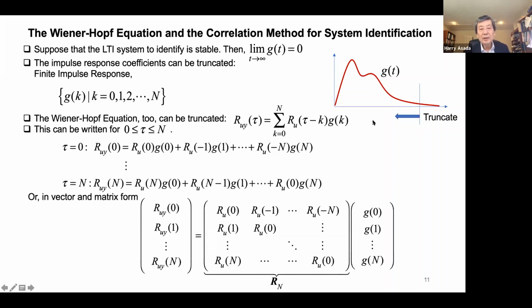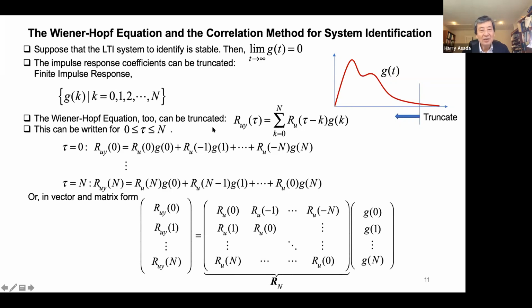Now, in using this, maybe we should assume that the impulse response is usually infinitely long, but we basically truncate it at a certain point. If the system is stable, G(t) goes to 0 at the end of the day. So we can set some threshold and truncate it. This is the capital N, not infinite. Likewise, the Wiener-Hopf equation can be truncated.